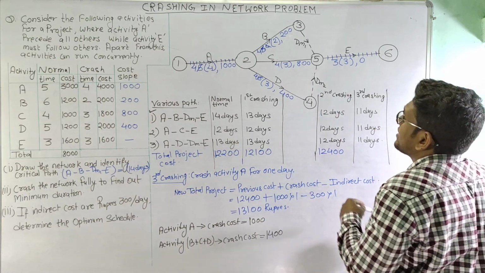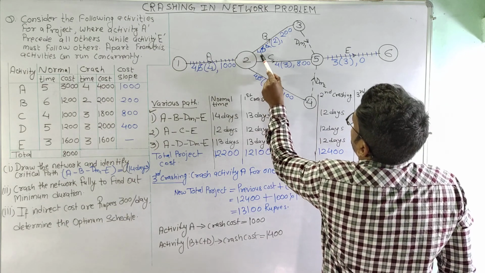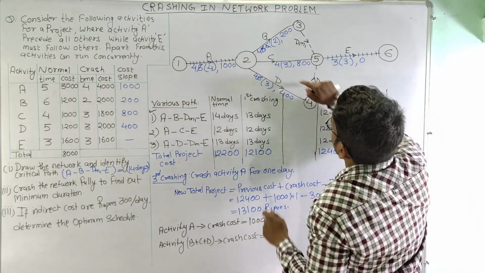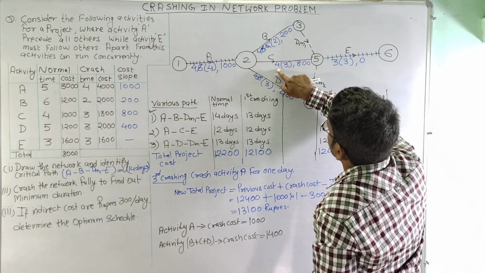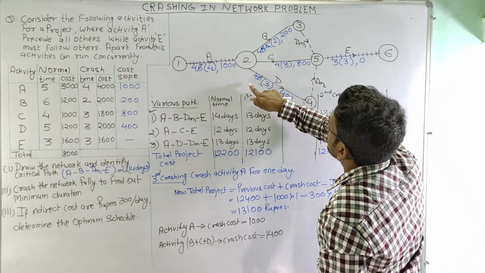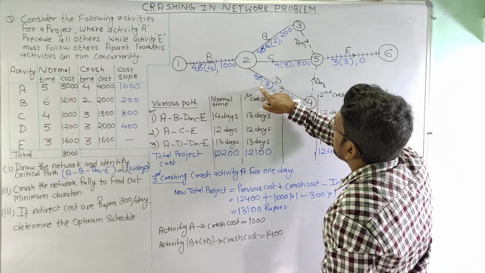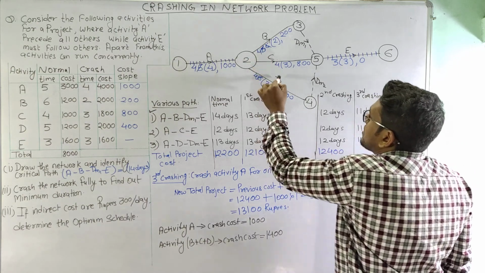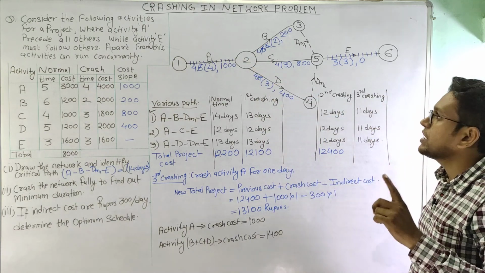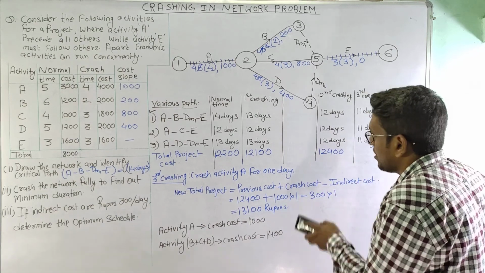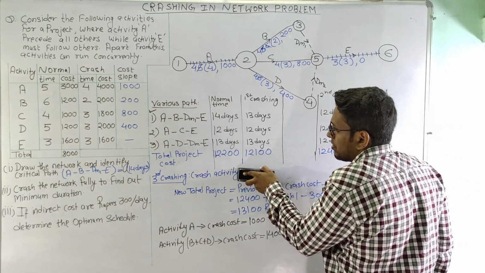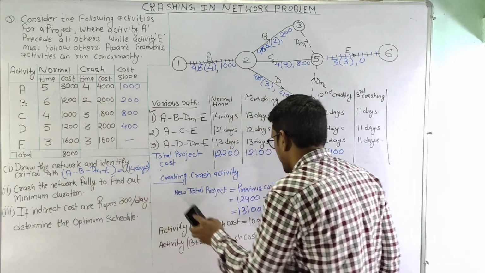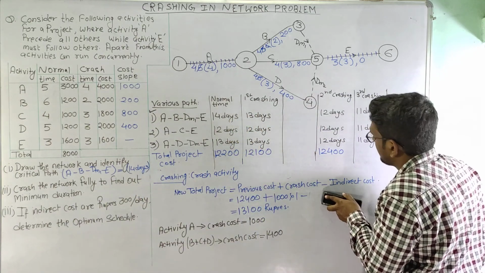So now let us see here the normal time is 4 and crash time is 2. That means activity B can be crashed by 2 days. Here activity C can be crashed by 1 day. Here activity D can be crashed by 1 day. So basically we can crash these three activities together by 1 day only. So for fourth crashing, we will crash the activities.